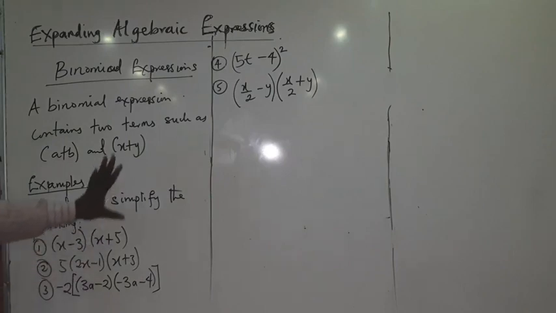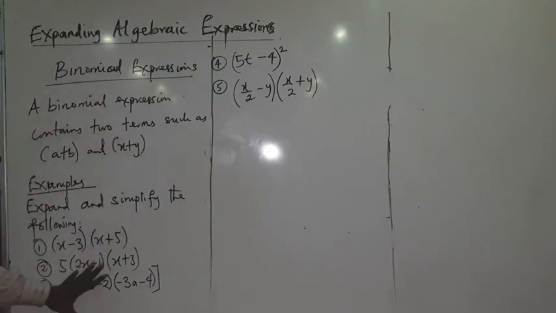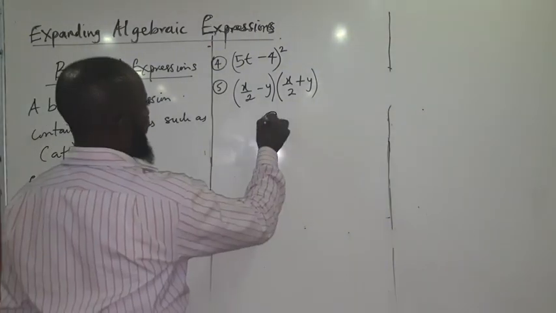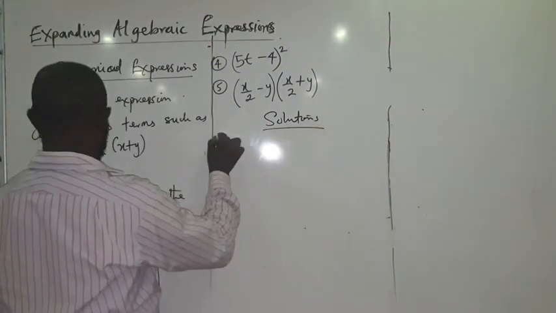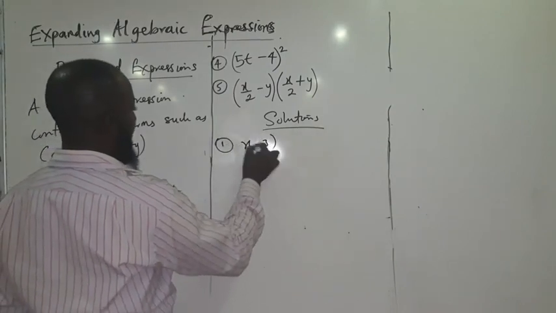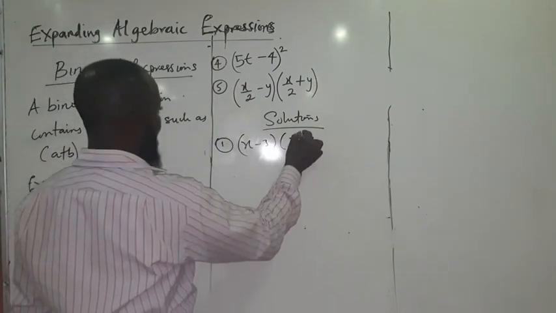So we're going to solve this example. These examples I have on the board here look at most like everything you need to know under this binomial expression. So let's look at the first one. There are two ways you can solve it. Now the first one, which we have x minus 3 into x plus 5.